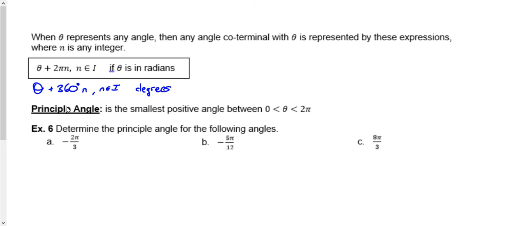Okay. So principal angle, again, this is from lesson 1, but this time we're talking in terms of radians. The principal angle is the smallest positive angle between 0 and 2 pi. Okay, so let's determine the principal angle here.